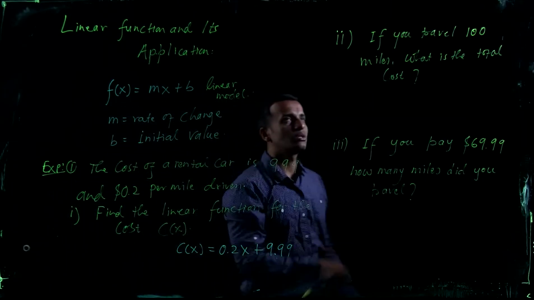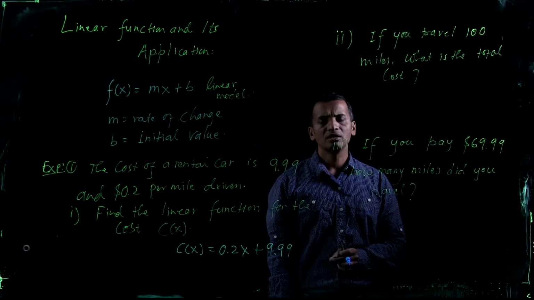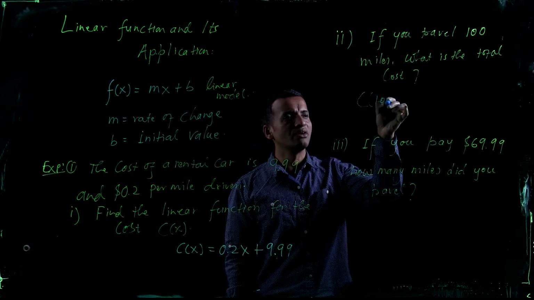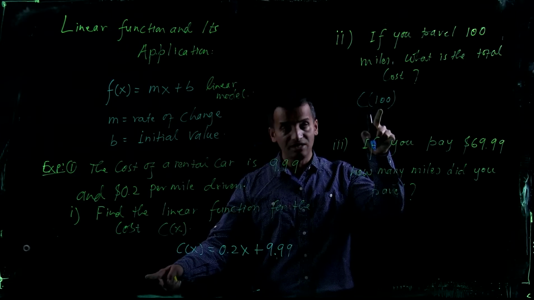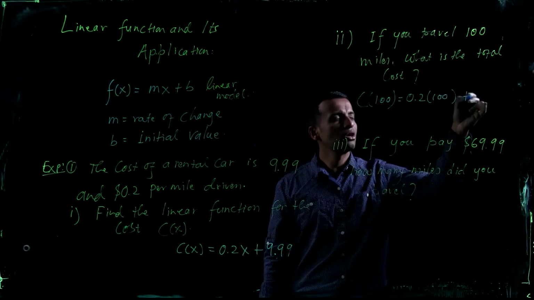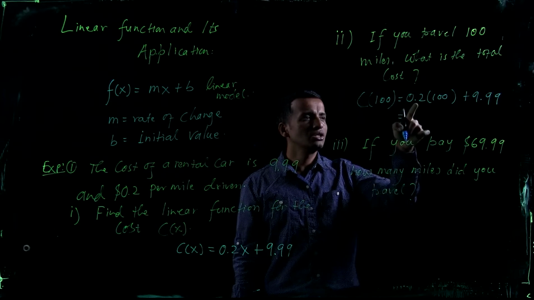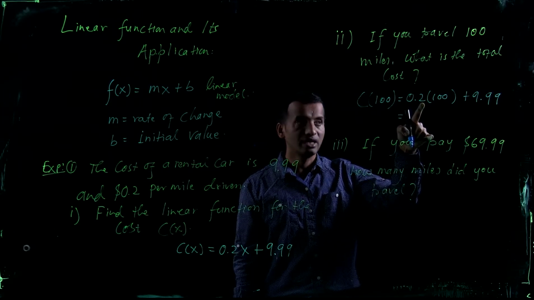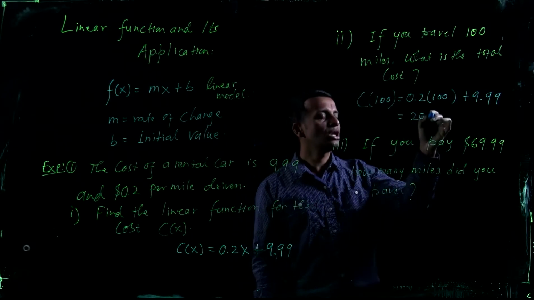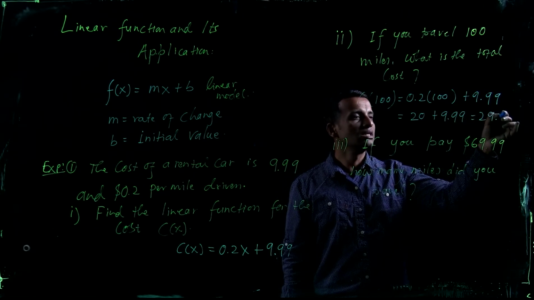All right, let's answer the second question. If you travel 100 miles, what is the total cost? Here you want to find c of 100, because x is the miles driven. So that will be 0.2 times 100 plus 9.99. What is 0.2 times 100? Yes, that is 20. And then plus 9.99, that will be 29.99.